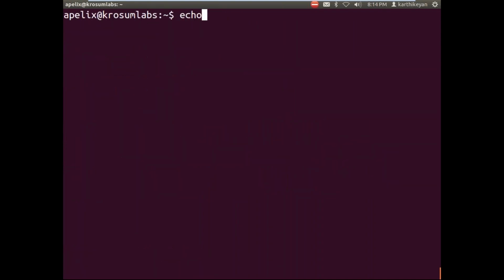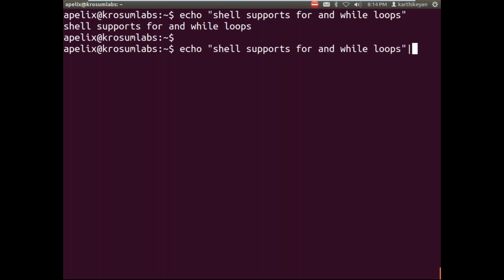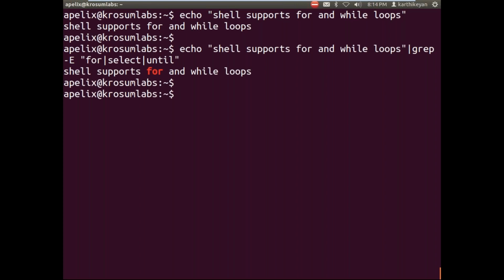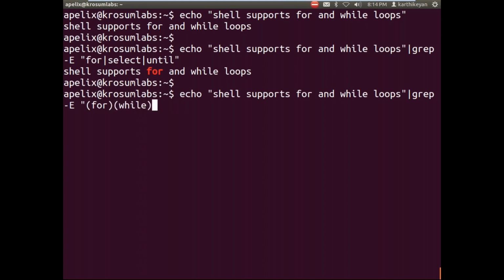For example, a shell supports a for and while loop. This is a message. I want to grep for, and select, something, until, like this, I'll use multiple keywords. If any one pattern is there, it will be true. Now I'll put a round bracket for, another round bracket while. Now say this: both the patterns are there, but still it is not matching.